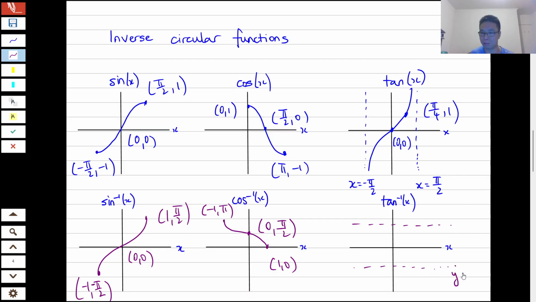So now the asymptotes will be y rather than x. So negative pi on 2 and pi on 2 will still have a non-stationary point of inflection at (0, 0). And the point (pi on 4, 1) maps to (1, pi on 4).